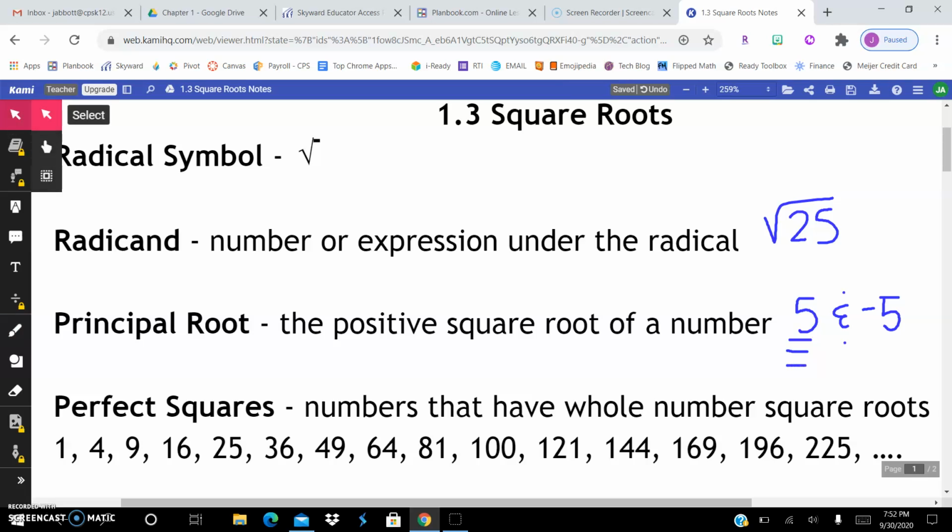And then perfect squares are numbers that have whole number square roots. And I made a list of the first 15 perfect squares. They will probably come in handy during your assignment today and the rest of the notes here in the examples that I have for you. So it would be a good idea to write these down and have them somewhere.